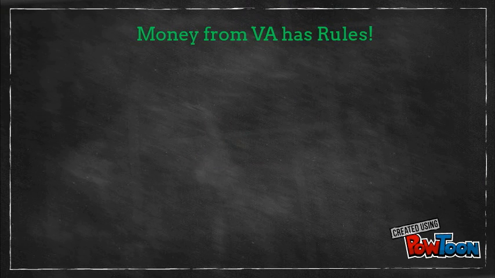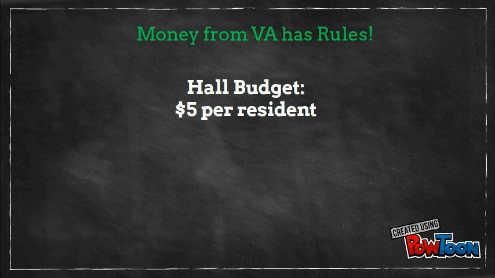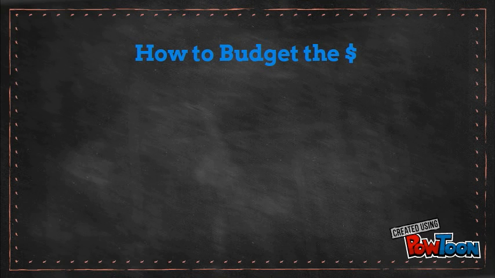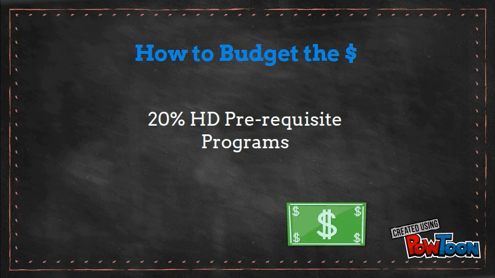So let's start with how much money you get. Your hall budget will be $5 per resident. Your Community Activities Board will be $2 per resident. You, as a supervisor, will need to budget this money for your staff. From your hall staff budget, that's the $5 per resident, I recommend setting aside 20% for your prerequisite programming and dividing the remaining 80% with your RAs.